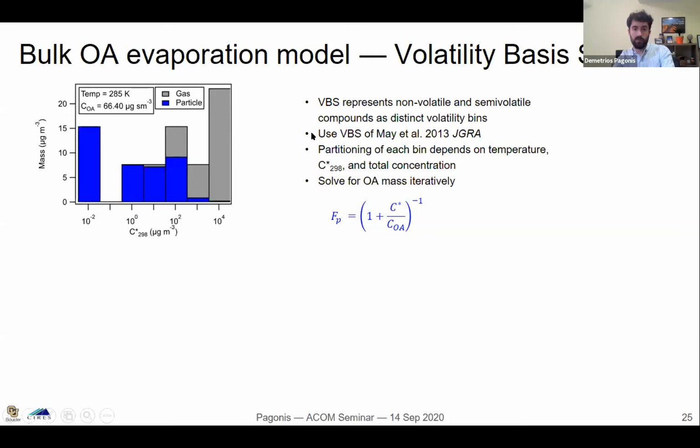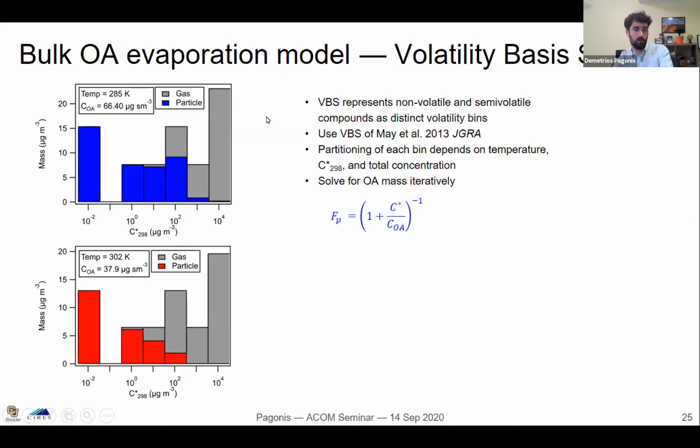And what we do is we simply initialize the VBS to the conditions at the top of the plume. That's what I'm showing here in the figure on the left. So we're at 285 K and 66 micrograms per cubic meter of OA. And then just like in the previous model, we're going to go ahead and dilute this parcel and change its temperature the same way that the smoke we sampled in FIREX was treated.